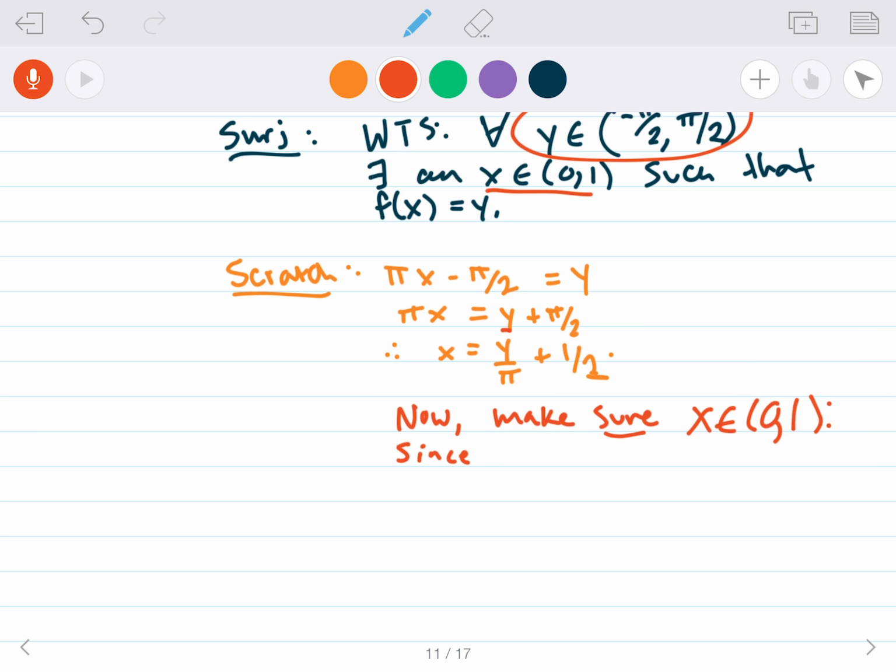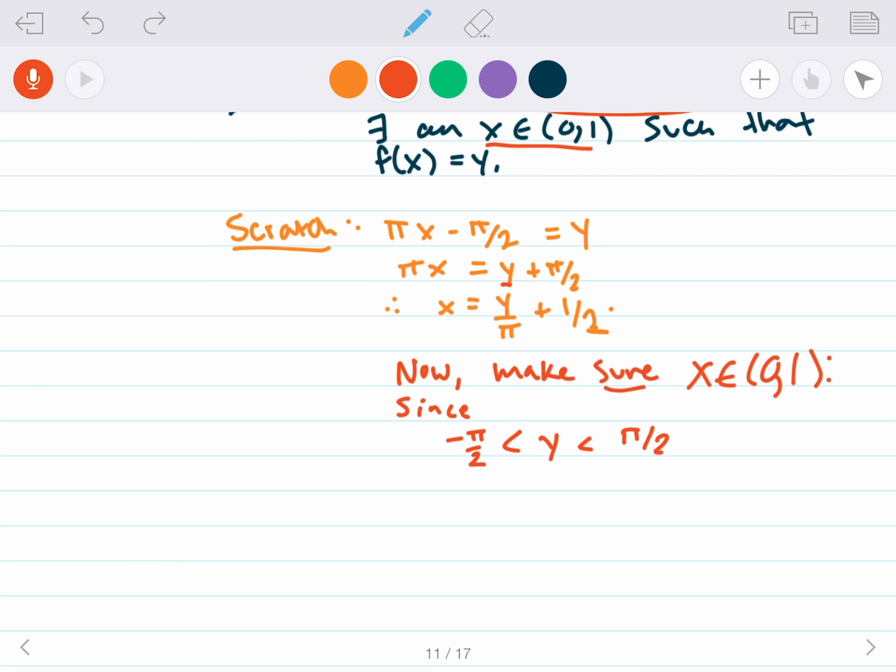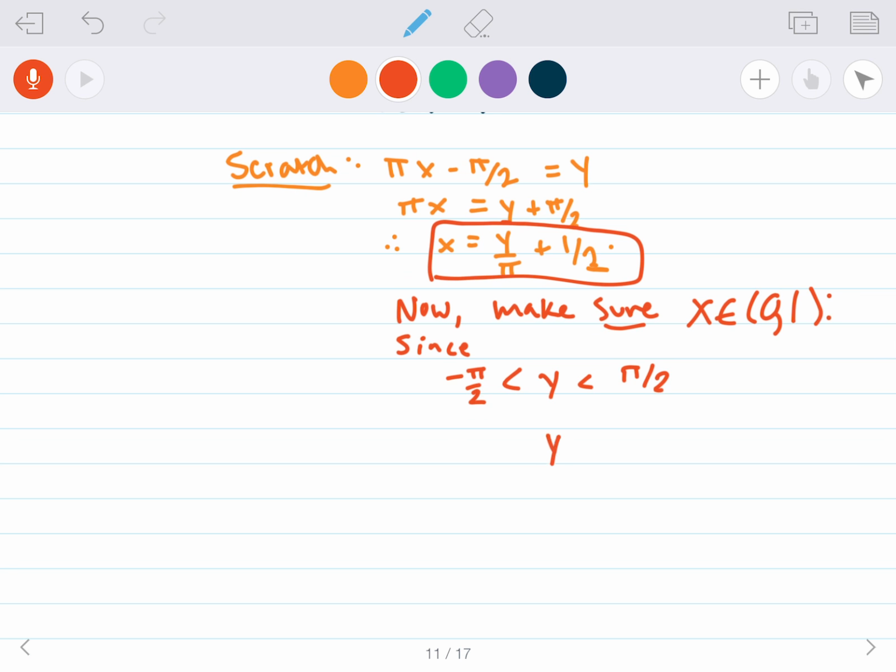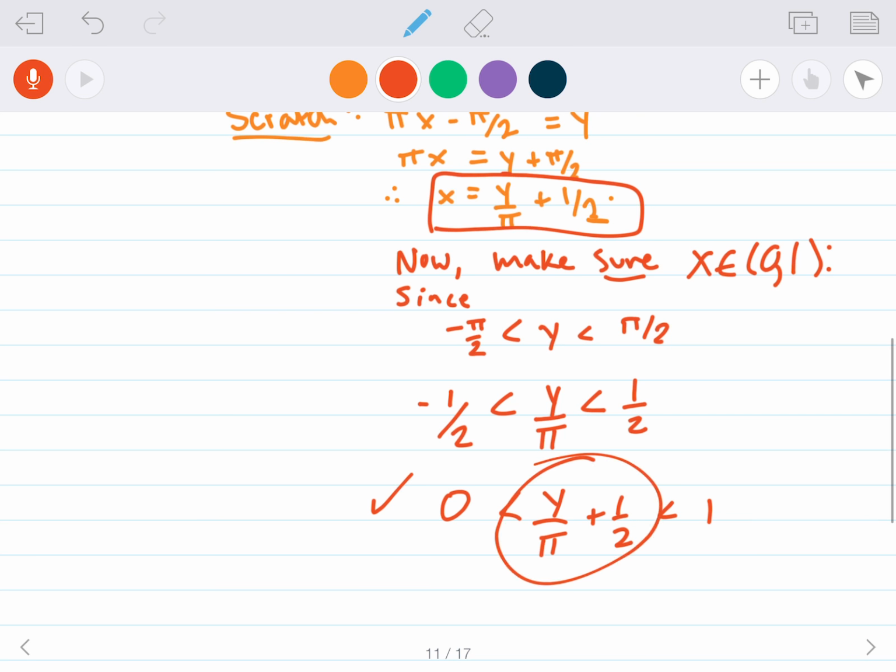This is still scratch work, by the way. Since y is between negative pi over 2 and pi over 2, if I do some manipulation here, I can figure out if this actually lives in 0, 1. So divide by pi: y over pi is bigger than negative 1 over 2. And then add a half. So y over pi plus a half, just adding a half to everybody, gives me exactly what I wanted. So this x does indeed live in 0, 1. Check.